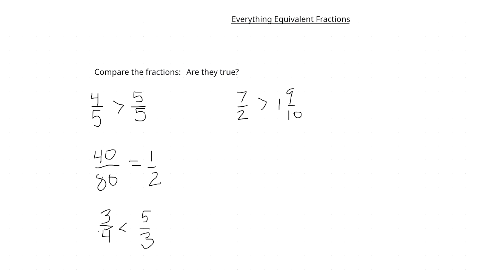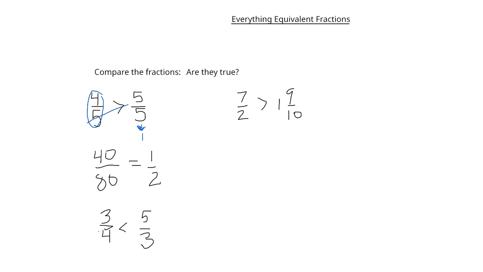Now, let's look at 4/5 and 5/5. We know that 5/5 is the same as, that's supposed to be an arrow, okay? 5/5 is the same as the number 1. Well, 4/5 is less than 1. So I automatically know that this is not true because 4/5, this one right here, is less than 1. Remember, proper fractions are less than 1. What is a proper fraction? The numerator is smaller than the denominator. So this is not true.